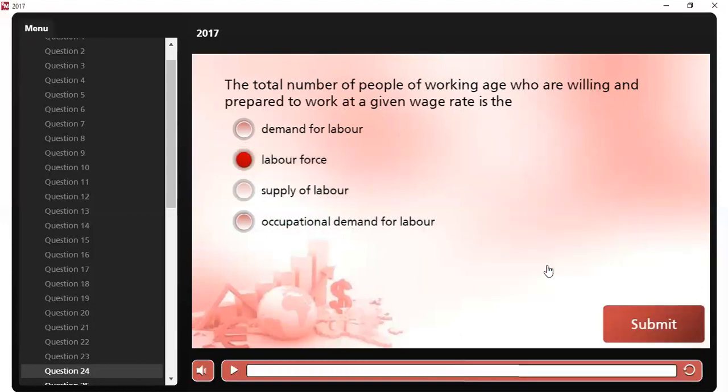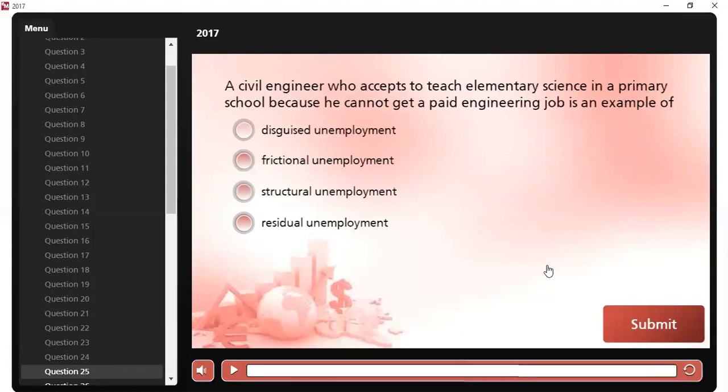Question 25. A civil engineer who accepts to teach elementary science in a primary school because he cannot get a paid engineering job is an example of, it has to be disguised unemployment. Because disguised unemployment is unused labor which does not appear as open unemployment. This is synonymous to underemployment.